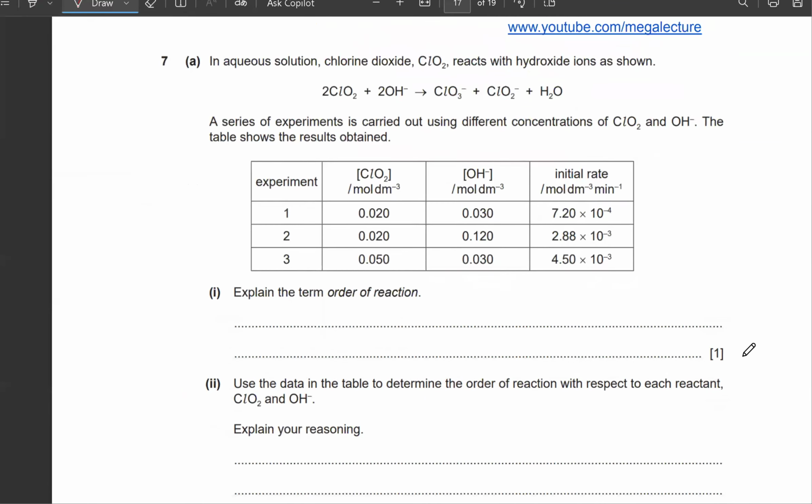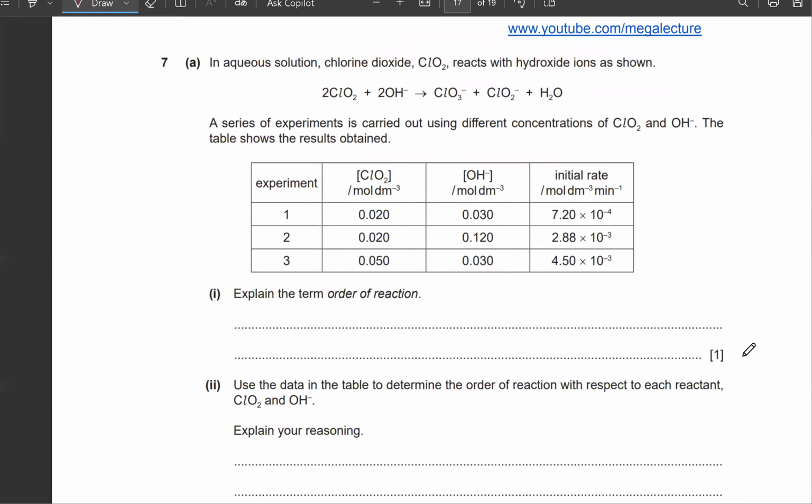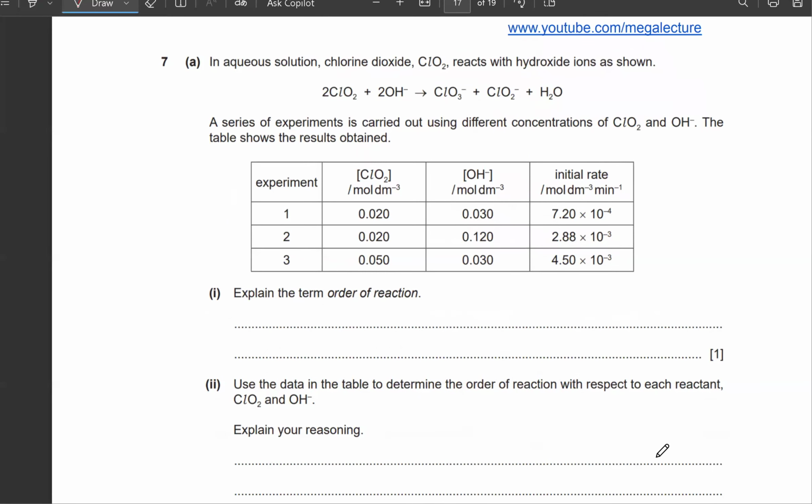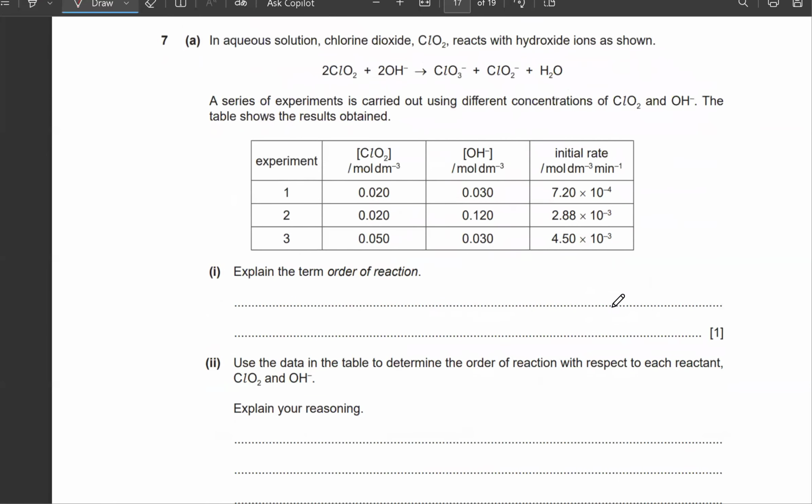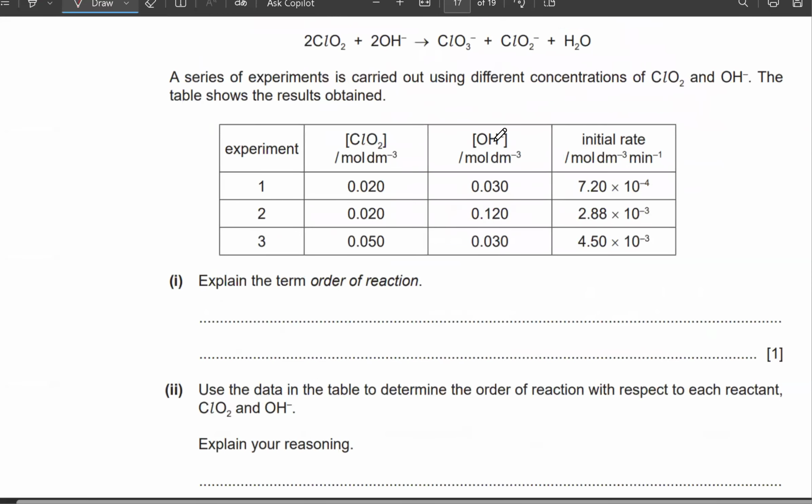Let's try this one, it's kind of easy. You have to figure out the order with respect to both of them. So which experiments would you compare for OH minus one? Like, 1 and 2.